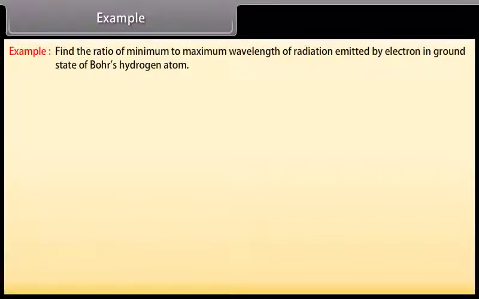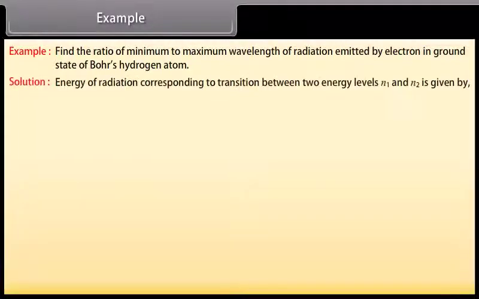Example. Let's take an example of Bohr's model of the hydrogen atom. Let's see the solution. Find the ratio of minimum to maximum wavelength of radiation emitted by electron in ground state of Bohr's hydrogen atom. Energy of radiation corresponding to transition between two energy levels n1 and n2 is given by 13.6 multiplied by (1/n1² - 1/n2²) electron volt.